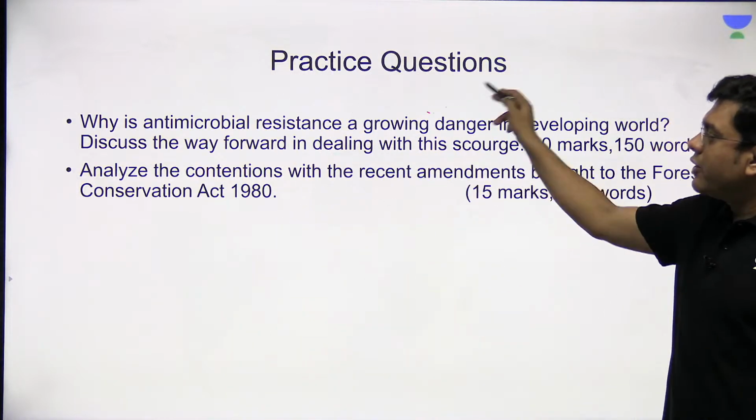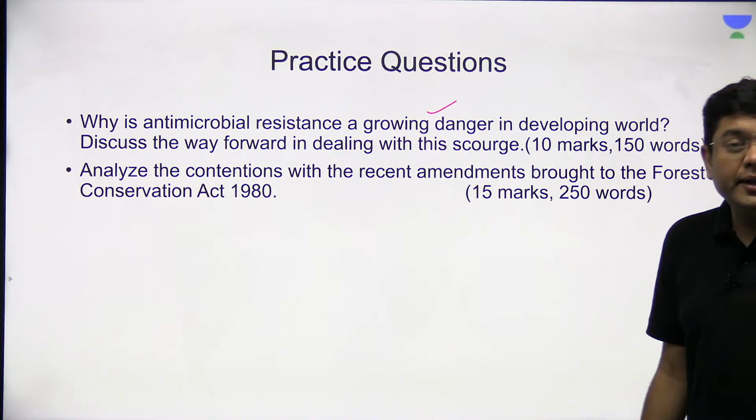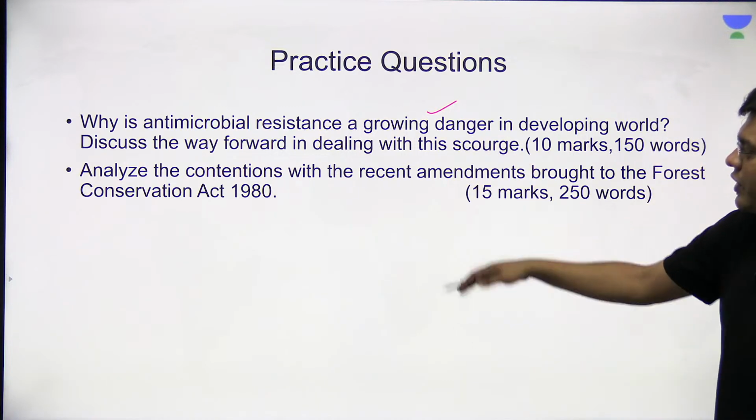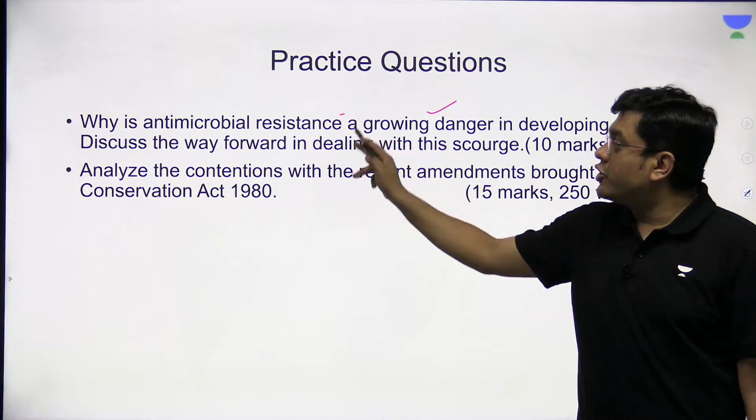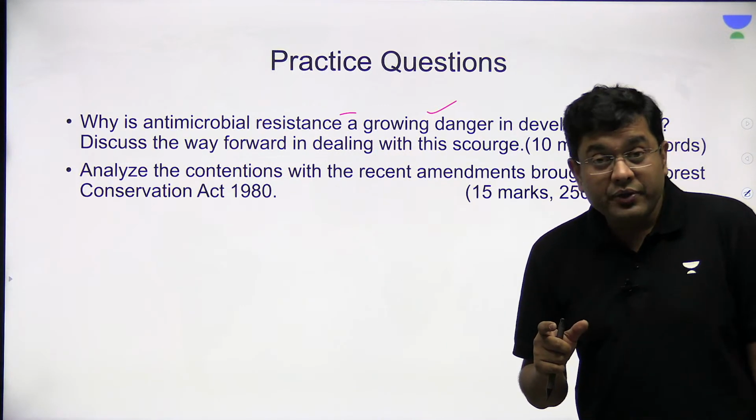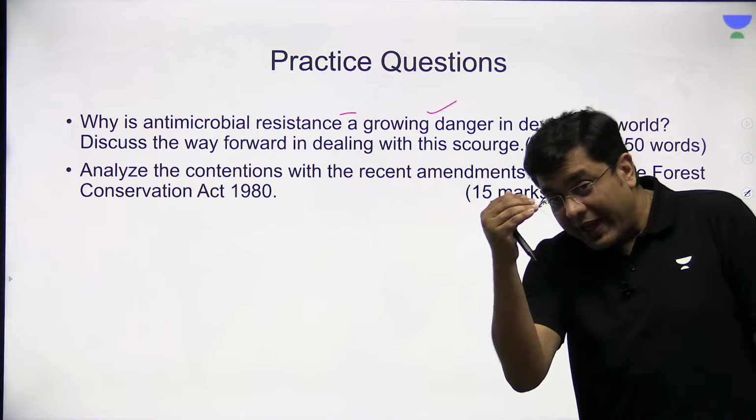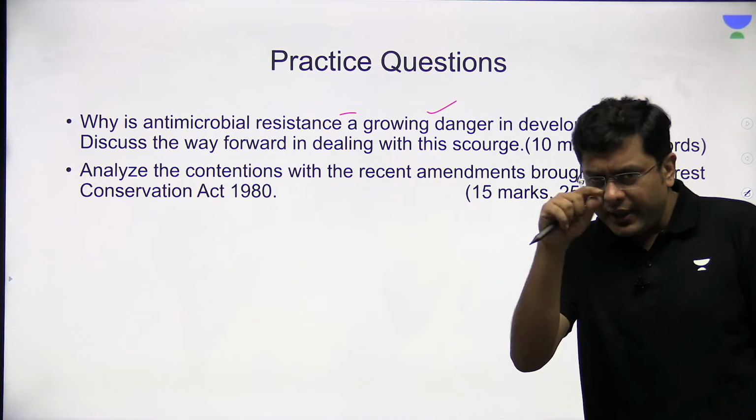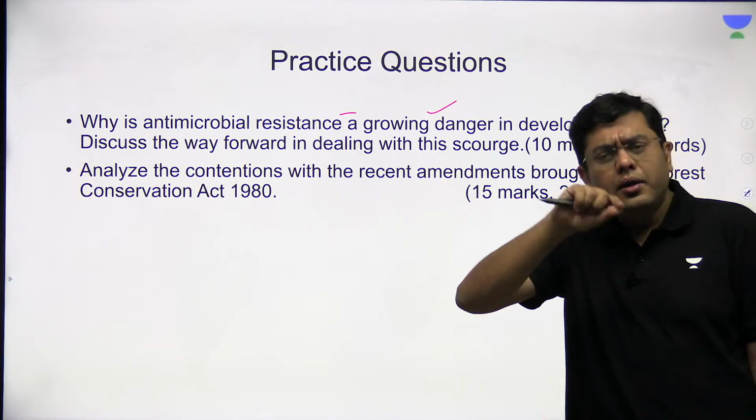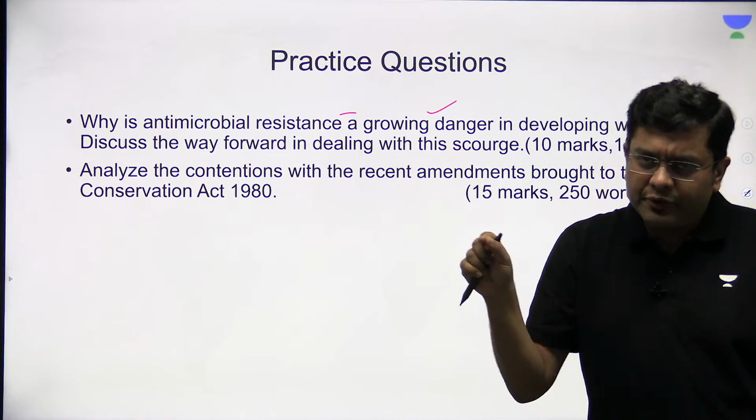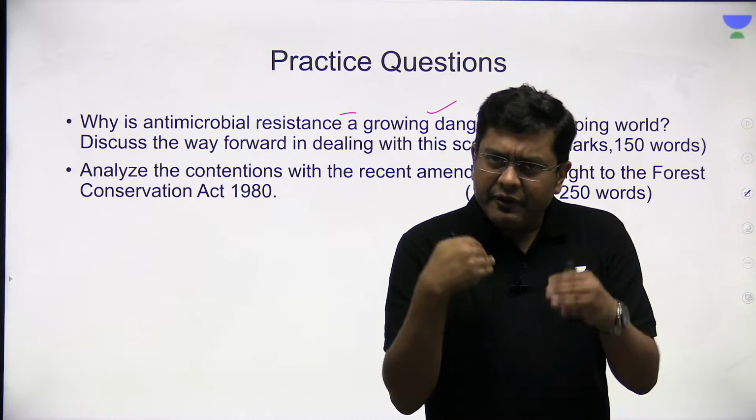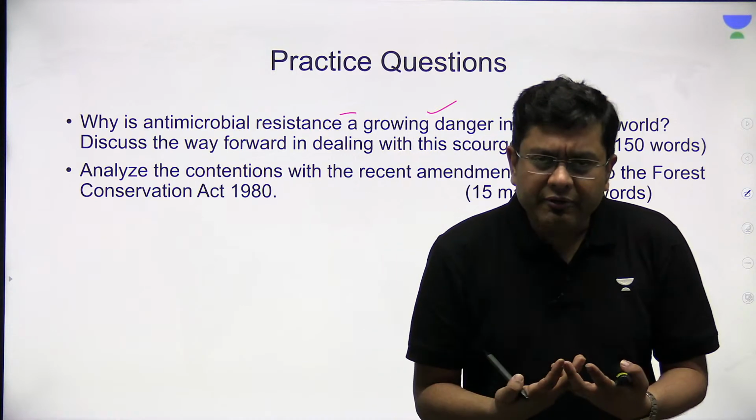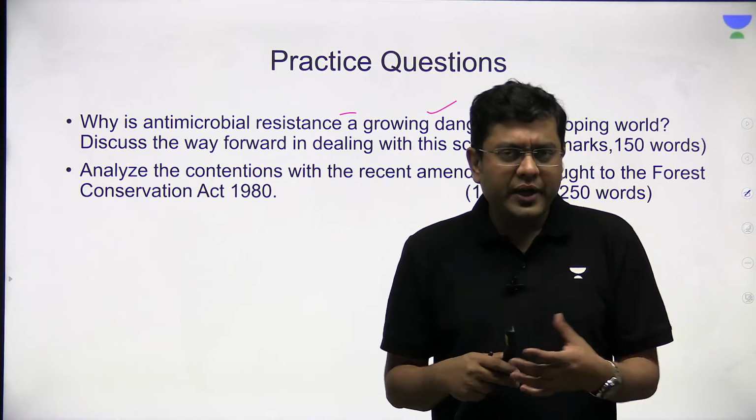Why is antimicrobial resistance a growing danger in developing world? Discuss the way forward in dealing with this scourge. So here in the introduction, talk about antimicrobial resistance. What is it? Then immediately after that, in the body portion of it, try to draw the flowchart about the spread of the antimicrobial resistance, the ways in which it can spread. That will add some of the descriptive value and presentation value to your answer.